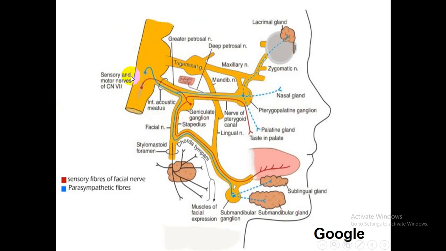It has two roots. Number one, the motor root, which supplies all the muscles of facial expression. Number two, nervus intermedius, which contains special sensation, taste fibers to the anterior two-thirds of the tongue, and general sensation from the external acoustic meatus.